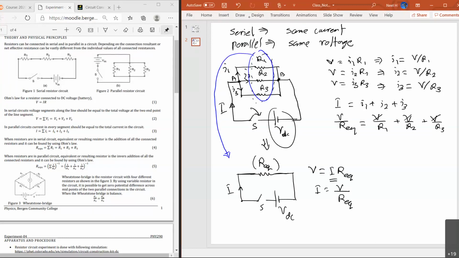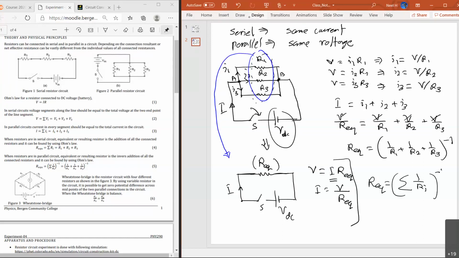Then V cancels out. Then you will get R equivalent is equal to (1 over R1 plus 1 over R2 plus 1 over R3) to the negative power 1, which means if you have a parallel connection, the equivalent resistance is the sum of all the resistances added inversely. Then you have to get the negative power 1, because right here you can see this is 1 over, right? So you invert one side of the equation, so you have to invert the other side, okay? That is represented by the negative sign.